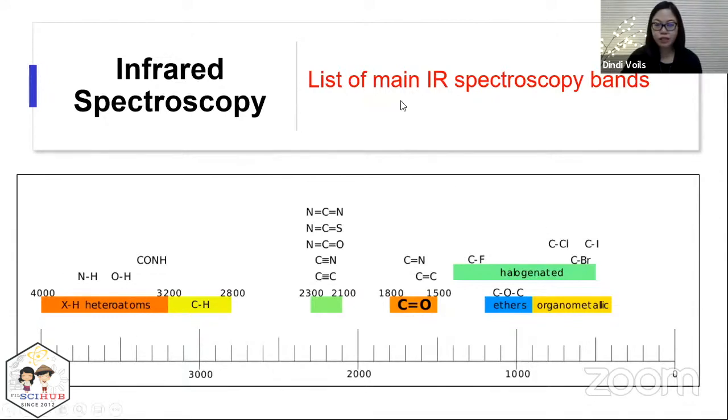So here's just a list of main IR spectroscopy bands. You will see that on the left side you have the more electronegative or more polar bonds compared to the ones on the right side, and so on and so forth.